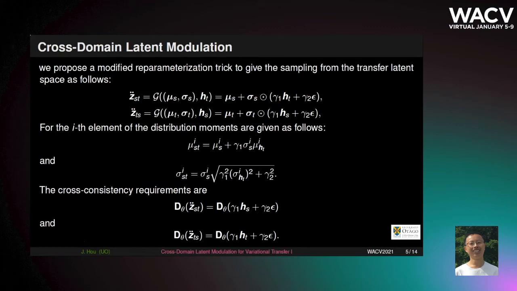Then, the next problem is how to instantiate a TLS. Under the variational autoencoder scenario, reparameterization is a natural choice. So, we propose a modified reparameterization for this. In the structure, deep representation along with the auxiliary noise work as perturbations in a cross-domain manner. Then, for the ith element of the distribution moments, for example, mu_st can be regarded as the location shift of mu_s under the influence of the target. Also, sigma_st can be regarded as the recoloring of sigma_s under the influence of the target. Finally, the cross-consistency is built between the reconstructions and the generations for further alignment at the inter-class level.